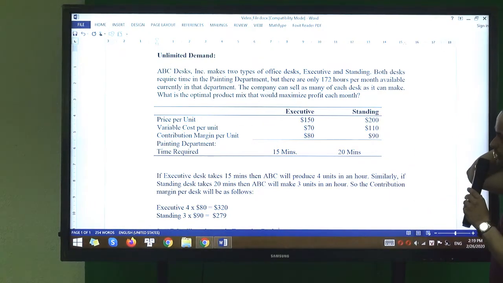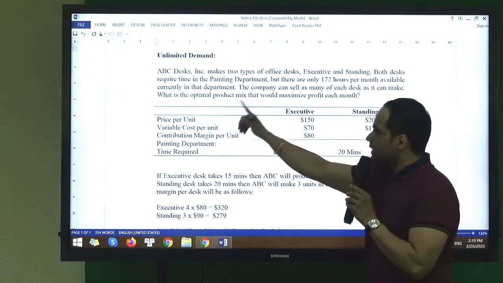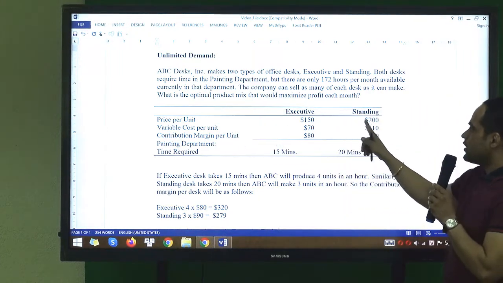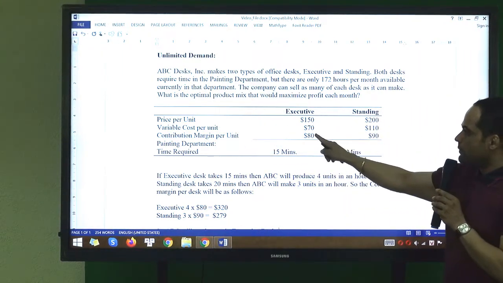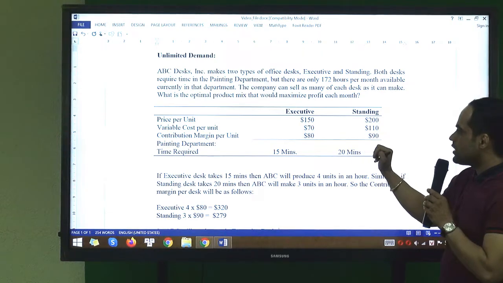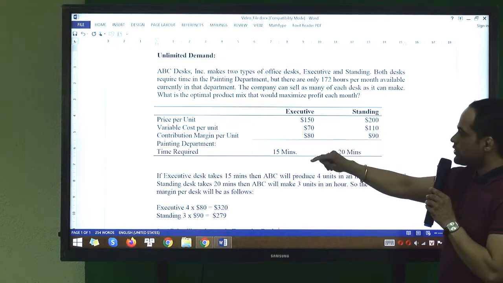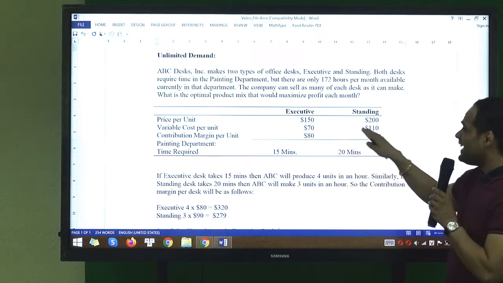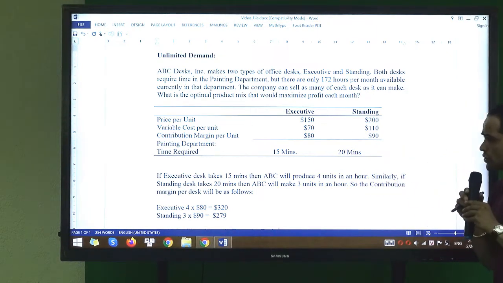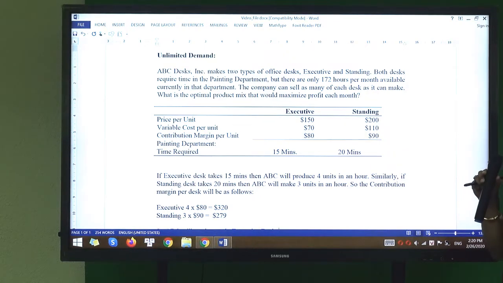So here is some other information. Selling price per unit is 150, 200. Variable cost 70, 110. So contribution margin per unit is sales minus variable cost. So 80 and 90. So the contribution margin for the standing desk is higher than the executive desk.